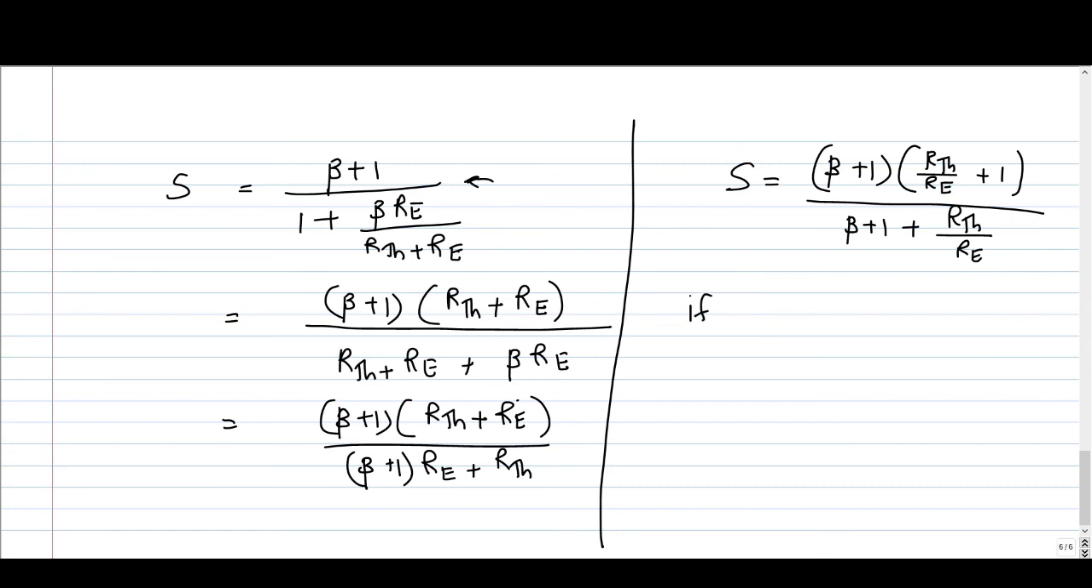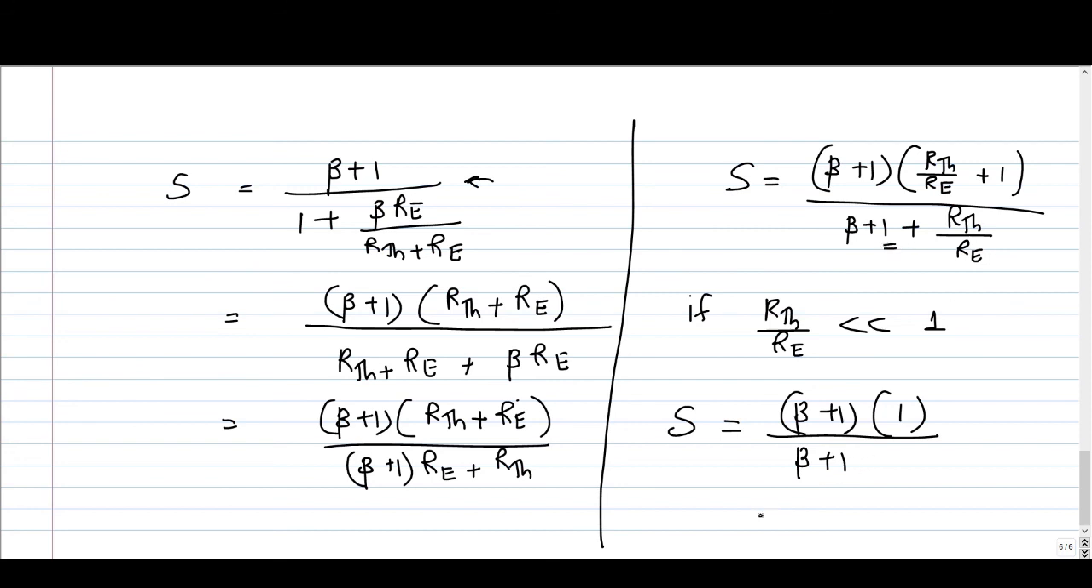Now if by design RTH by RE is much smaller than 1, then what is S? S is beta plus 1 into, if RTH by RE is very small compared to 1, this is approximately 1, divided by beta plus 1. If RTH by RE is very small compared to 1, you can neglect that. So it is simply beta plus 1 divided by beta plus 1, that is 1. So stability factor is approximately equal to 1.